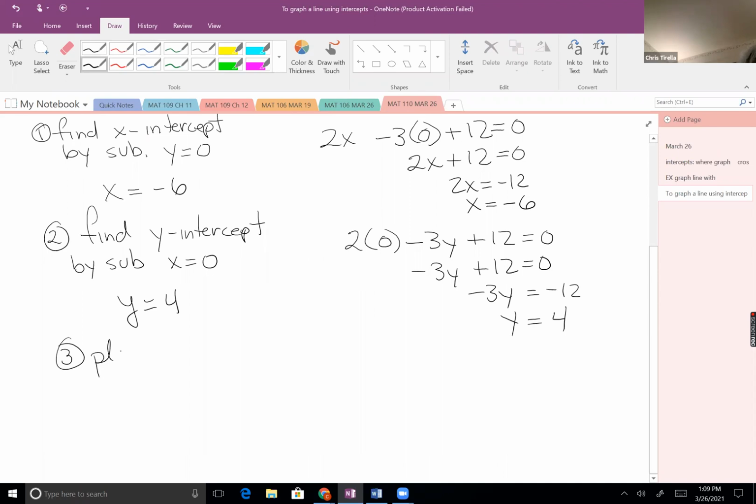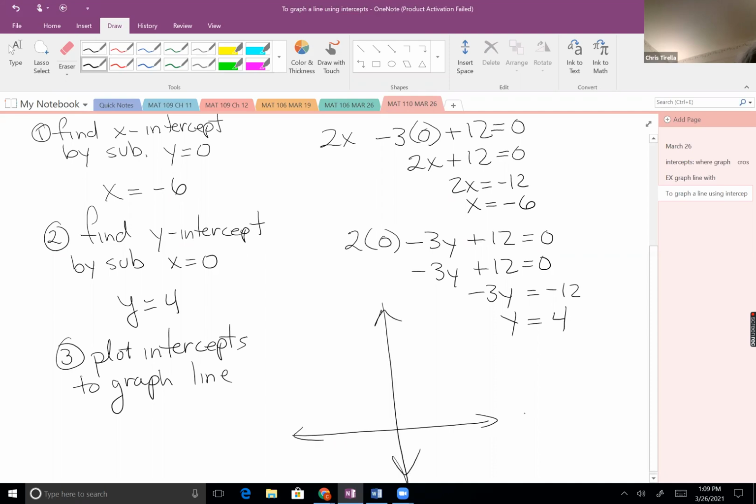And then I'm going to plot my intercepts to graph the line. I cross my y-axis at 4. I cross my x-axis at -6. And there's my line.